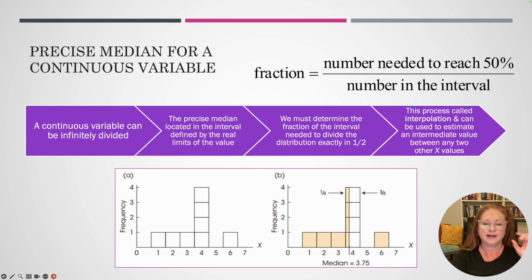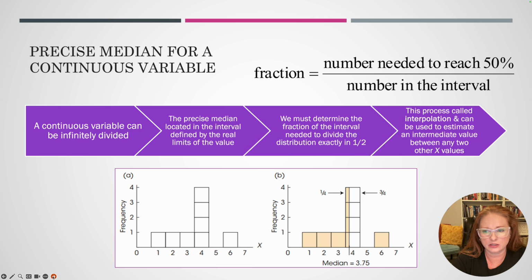Okay. The precise median located in the interval is defined by the real limits of the value. So again, think upper real limit, lower real limit. Okay. And then again, you must determine the fraction of the interval. So look at that thing up there. What you need to do is divide it by exactly half, because again, median means half, right? Median, think of that thing on the road dividing the road in half, right? You can't cross the median.